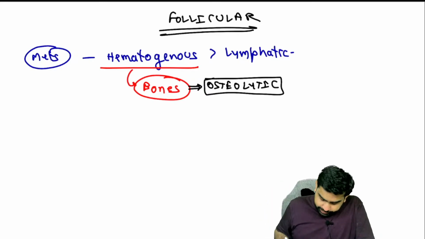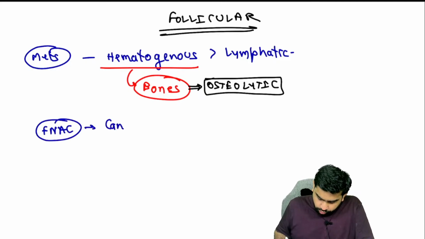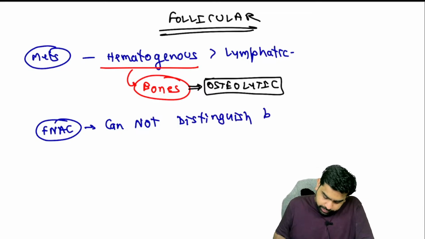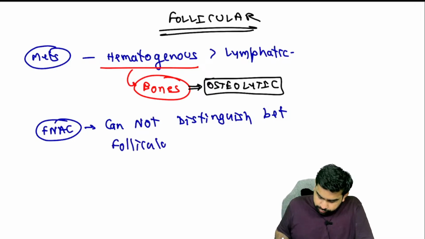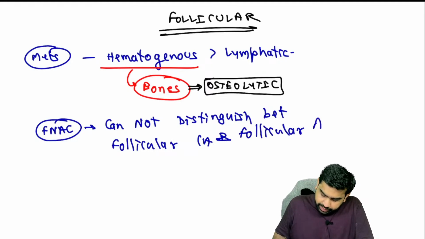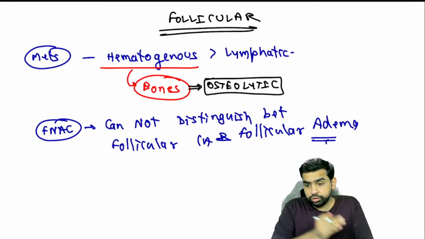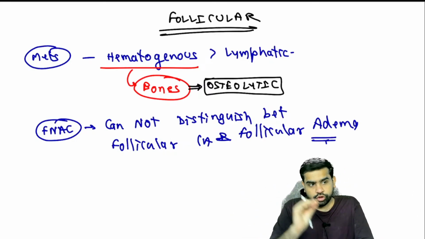Now what did I tell you? FNAC cannot distinguish between what you call follicular carcinoma and follicular adenoma. So please take a note of this, that it cannot distinguish between the follicular carcinoma and the follicular adenoma. This is something which you should remember.